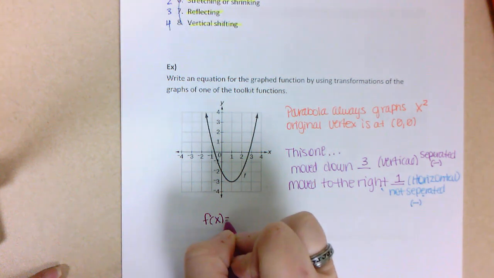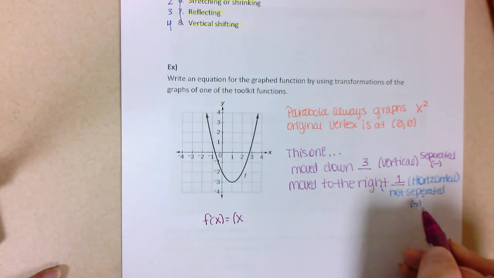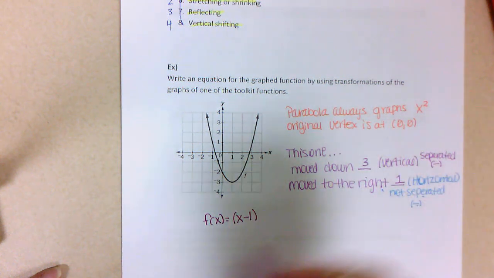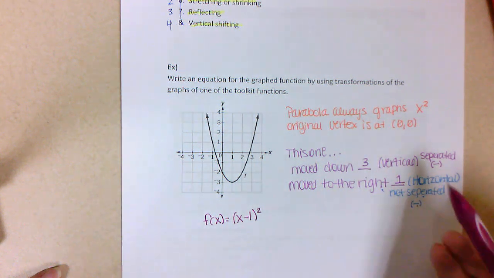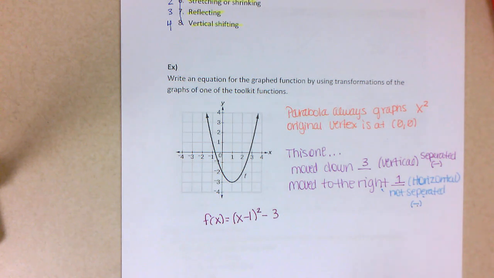So we would write this as, I'm going to just say f of x, okay? It's going to be our function name. We're going to have x, in with our x, he moved to the right, so it has to be minus 1. But our function was squared, because it's a parabola. But then he also moved down 3. Okay? That's how we do it.